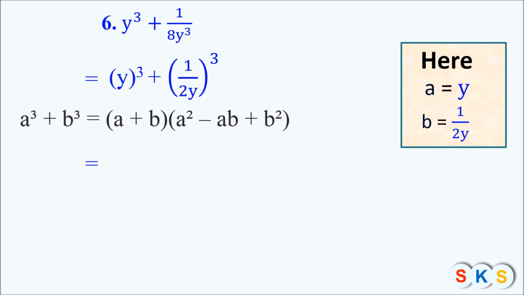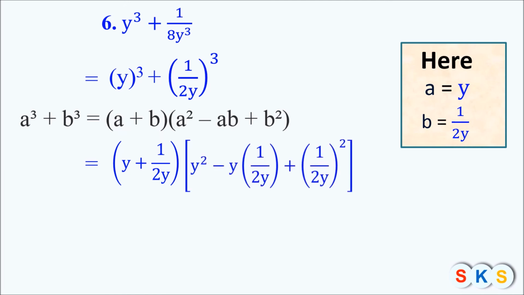So equals to, okay, what we'll get here? y plus 1 upon 2y. Okay, here we have a in the first bracket, and what is the value of a? It's y. You can see in the box the value of a is y, so in place of a I have written y. And here the second term is b, and what is the value of b? You can see in the box it's 1 upon 2y. That's why I have replaced b by 1 upon 2y. Okay, the same way we will substitute the values of a and b in the second bracket.